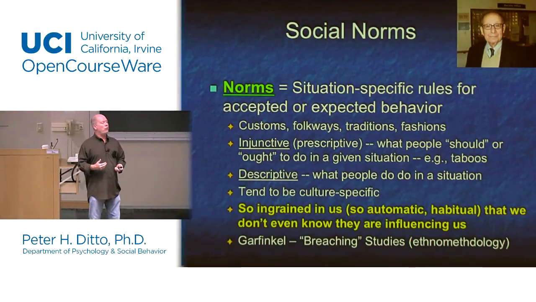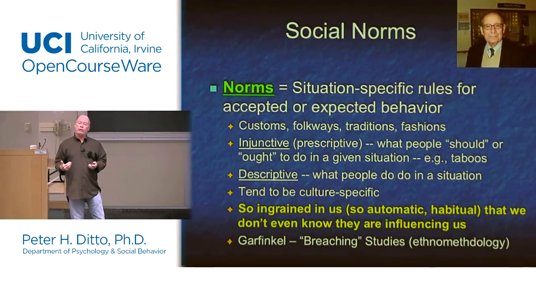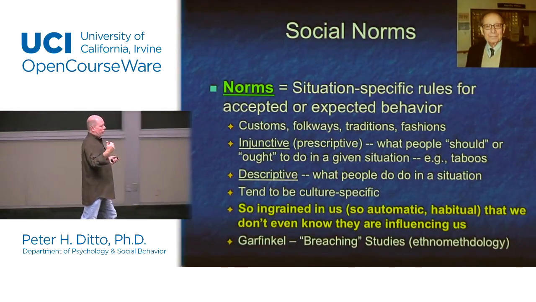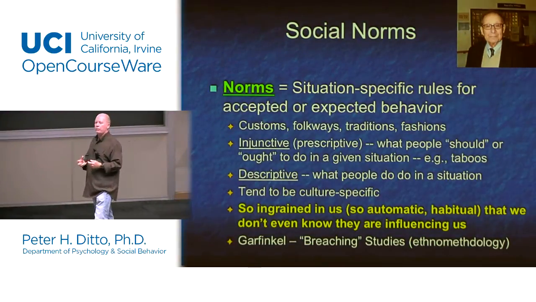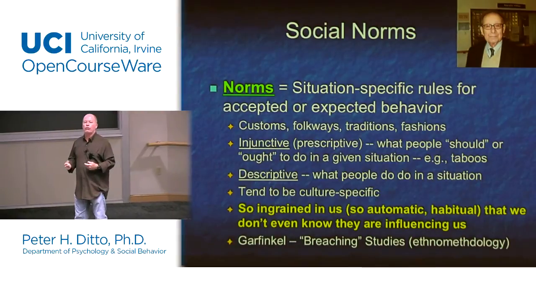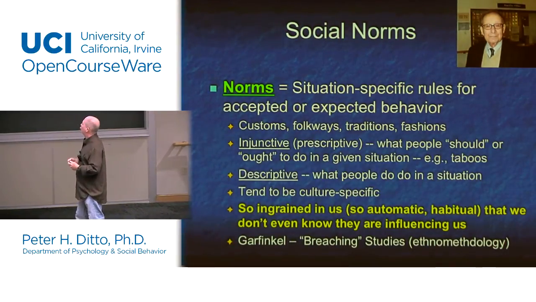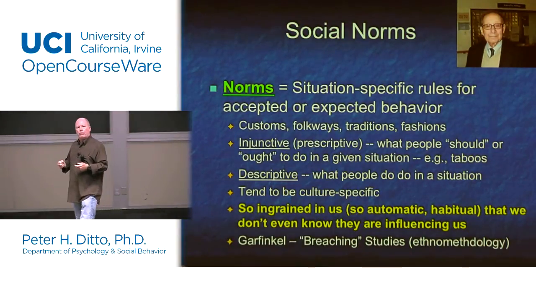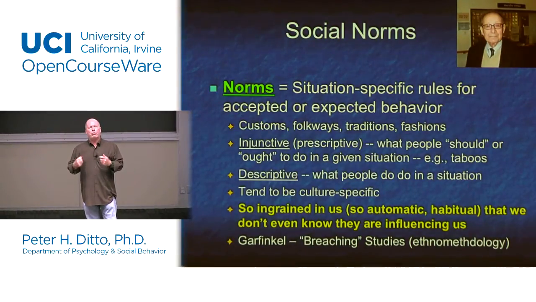And there's different kinds. There's a distinction between what are called injunctive or prescriptive norms versus descriptive norms. Right? We always have these fancy words for things. So an injunctive or prescriptive norm is a norm that has some sort of moral compulsion, some sort of ought part to it. So what people should or ought to do in a given situation. Right? And some norms are like that. We have these moral rules about things. Like people should wear pants.